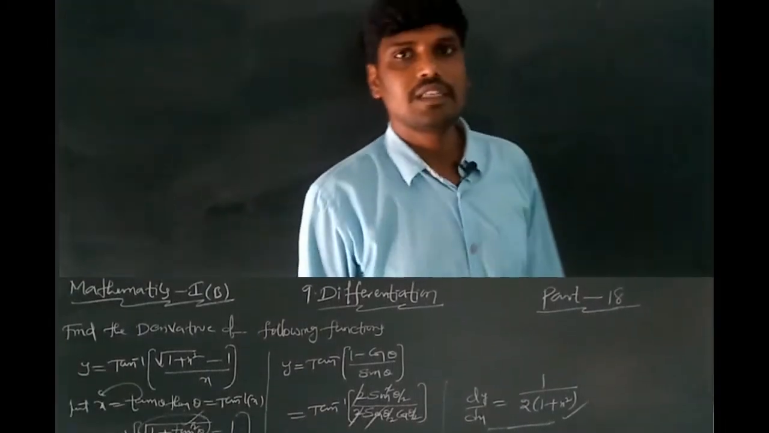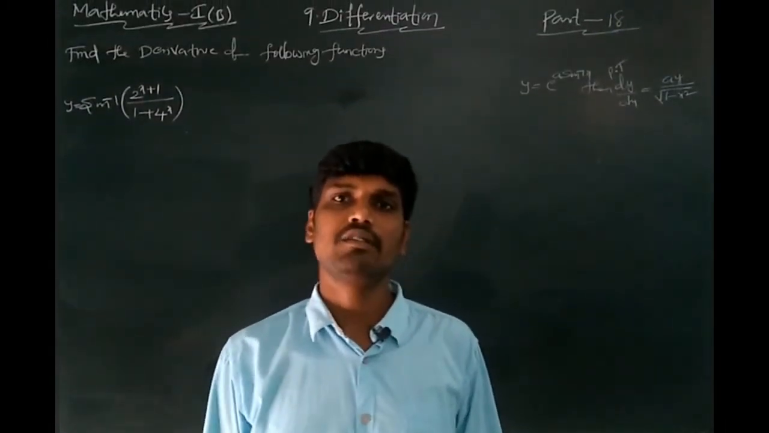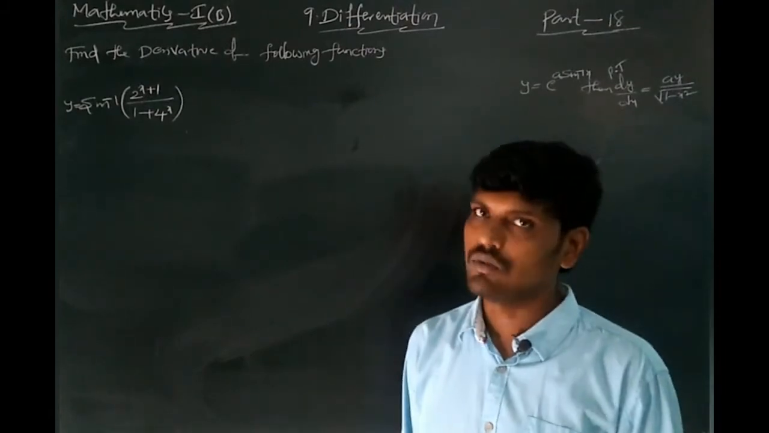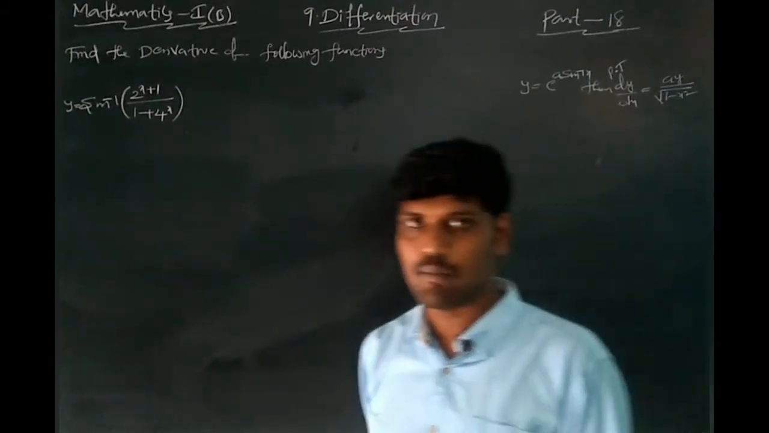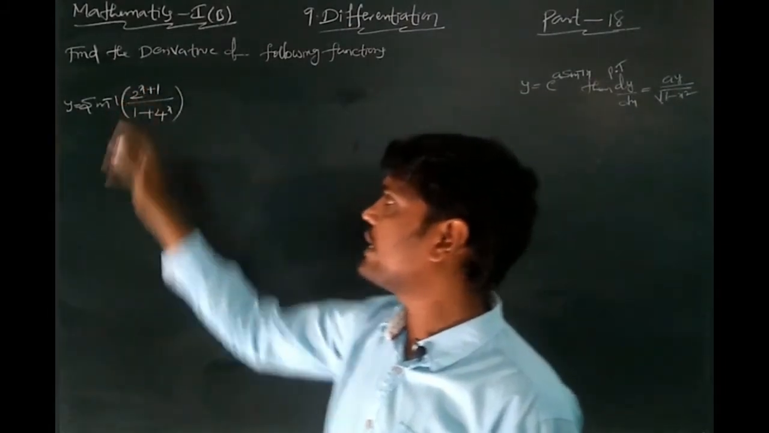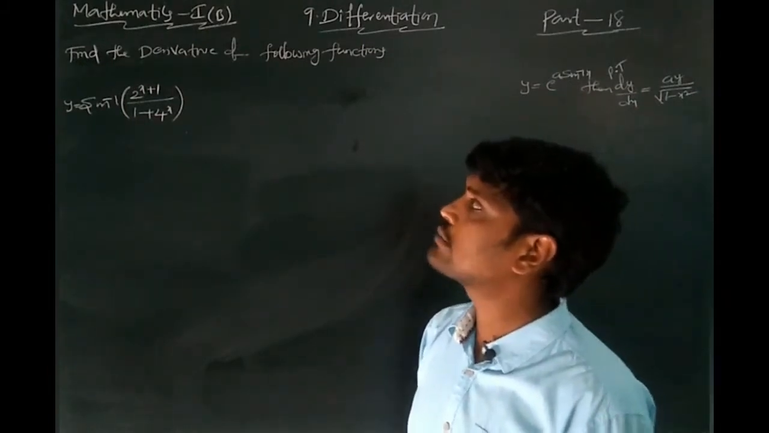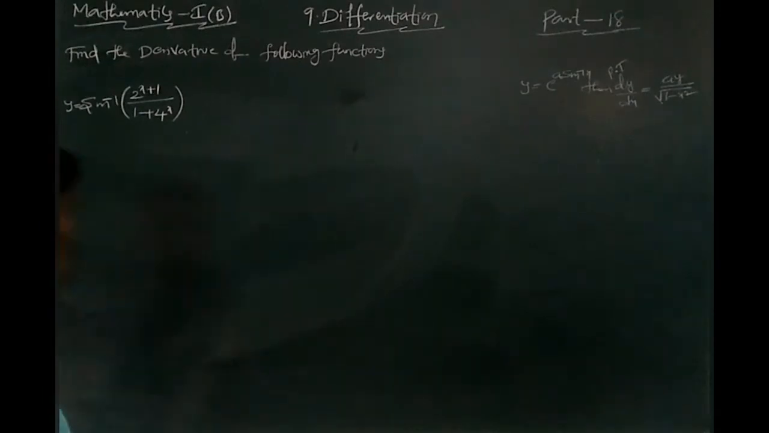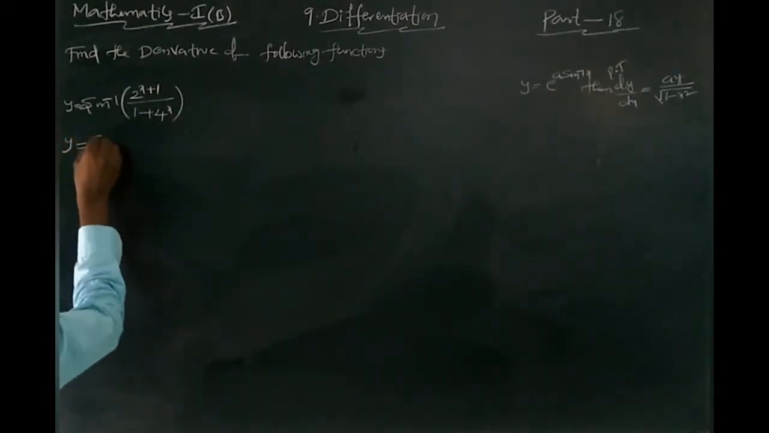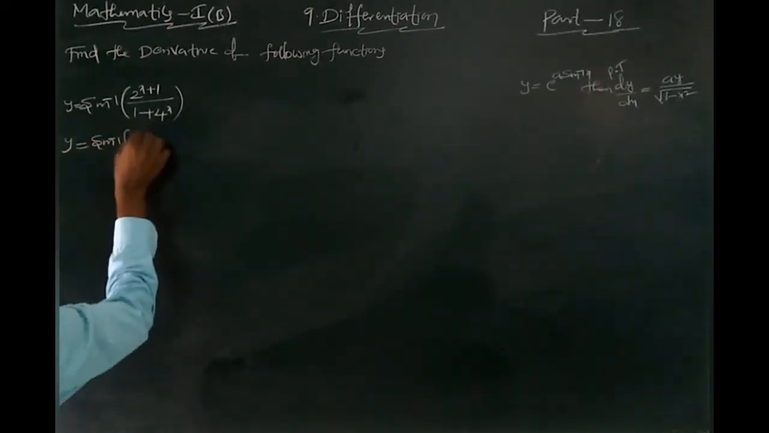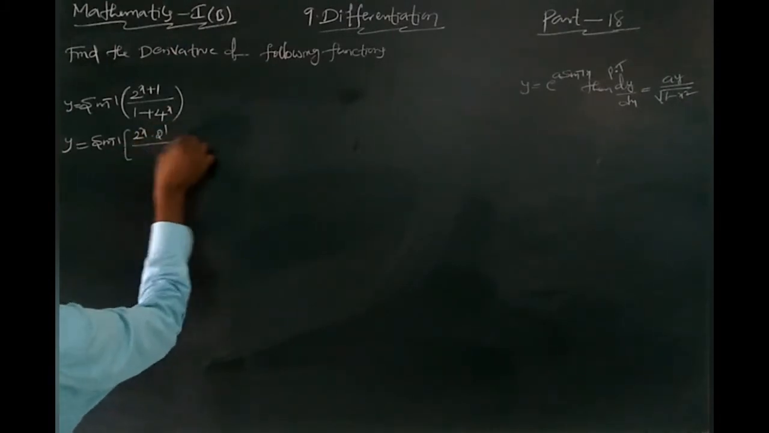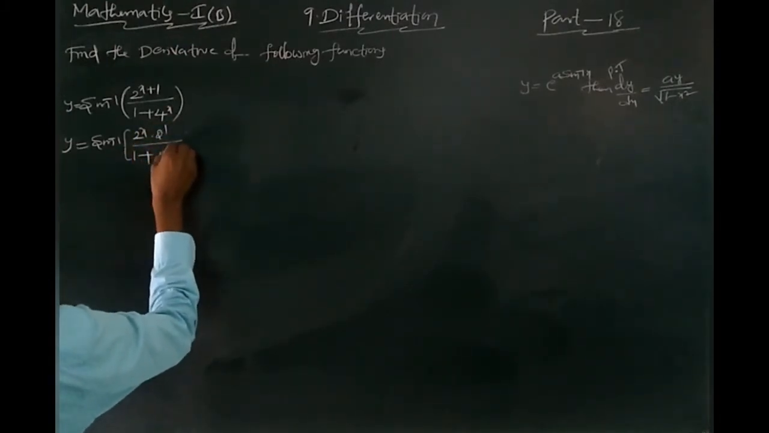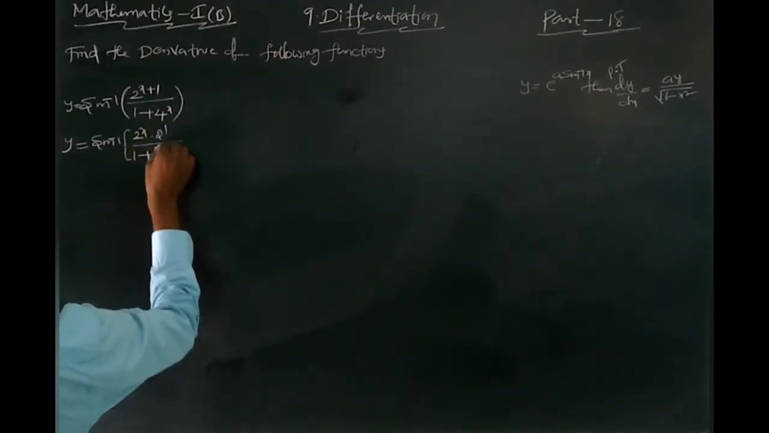Next problem. Some hint is given; you get the total solution. This is the assignment problem. What is that? y is equal to sin inverse of (2 power x plus 1) by (1 plus 4 power x). Here you can write this function as y is equal to sine inverse of 2 power x into 2 power 1 by 1 plus, and this can be written as (2 square) whole power x.